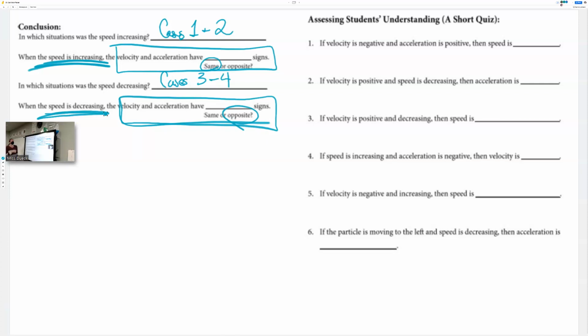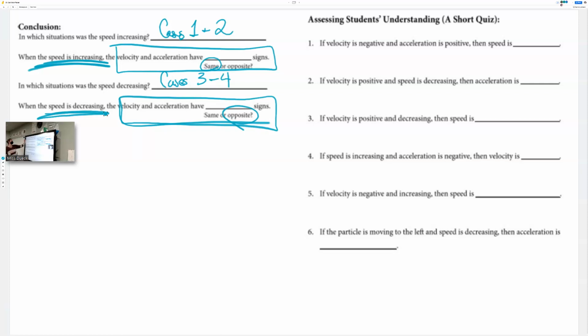If velocity is negative and acceleration is positive, then speed is what? I heard one increasing and one decreasing. Make your case, Hoban. We both said decrease. Oh, I thought Victor said increasing. Okay, then both of you make the case to everybody else, because no one else answered.